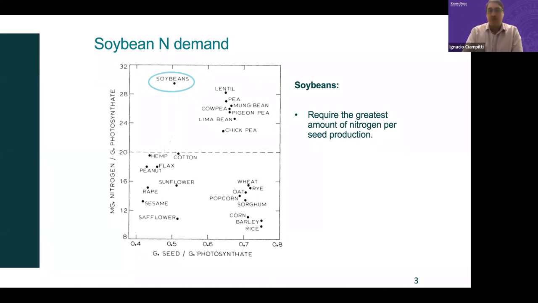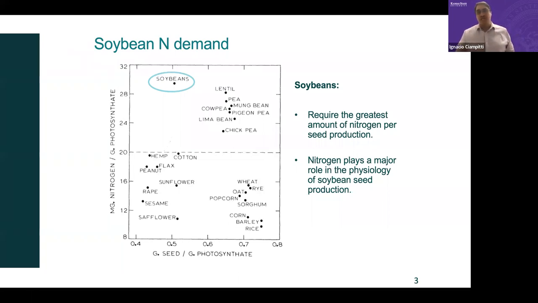And economically, if we need to apply fertilizer to soybeans, it's completely impossible. So fixation plays a big role in terms of satisfying the nitrogen demand. And nitrogen per se plays a major role in the physiology of the crop, mainly on the seed production and on the protein content.